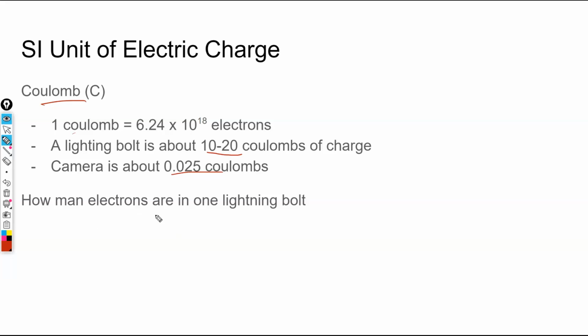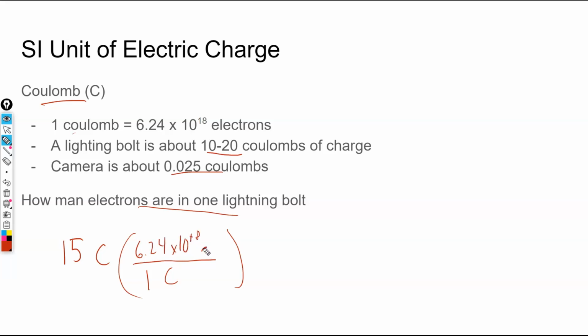So if we actually want to look at how many electrons are in one lightning bolt, for example, to see the capacity of how many electrons there are, let's say a lightning bolt was 15 coulombs, 15C. And we're going to go back to this railroad type calculations like we did in chemistry. If we know 1 coulomb is 6.24 times 10 to the 18th electrons, you'll take 15 times that.